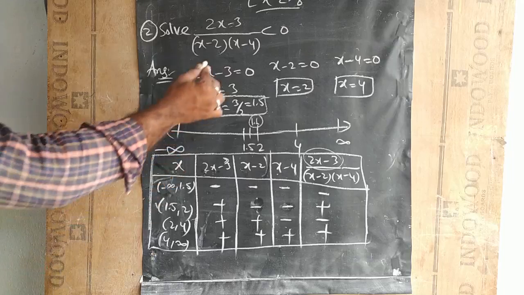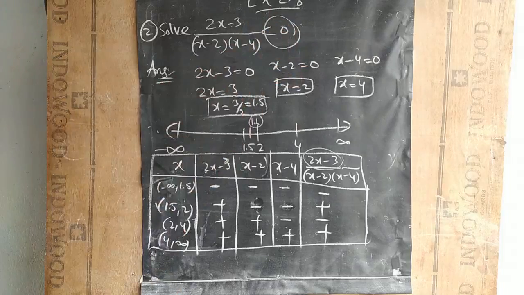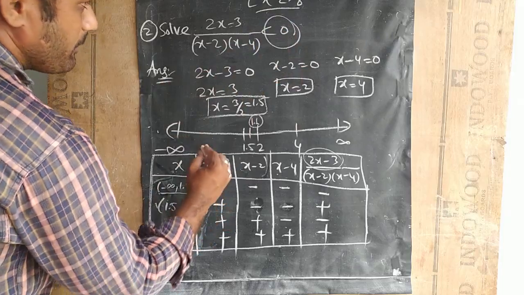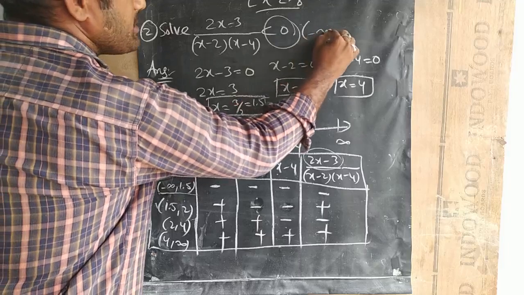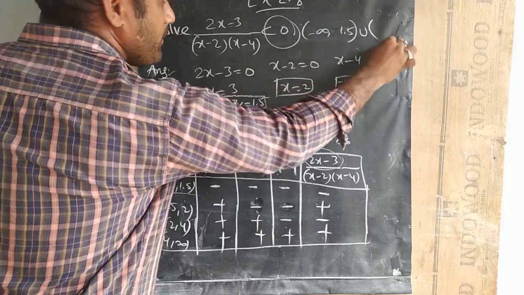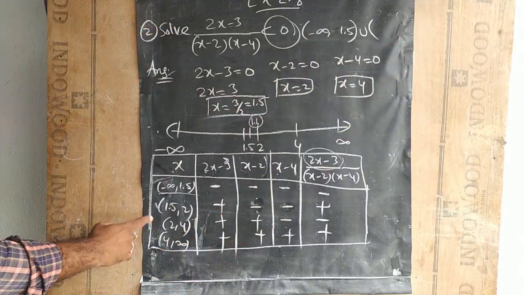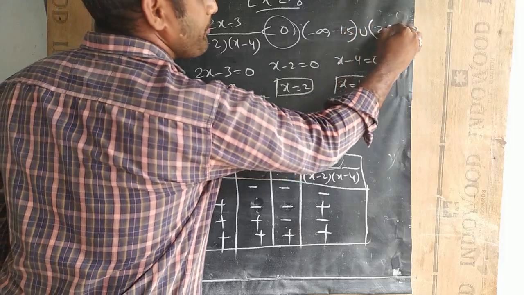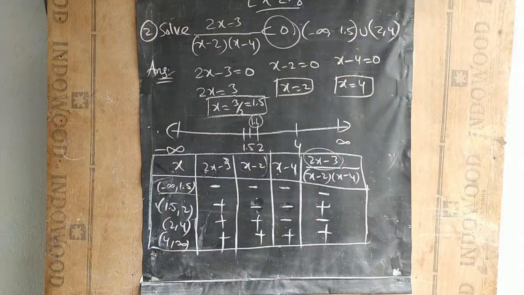Now the question is asking less than 0, which means it should be a negative number. So what will be the final interval over here? Minus infinity comma 1.5 union the next negative one, which is 2 comma 4. This will be the values of x.